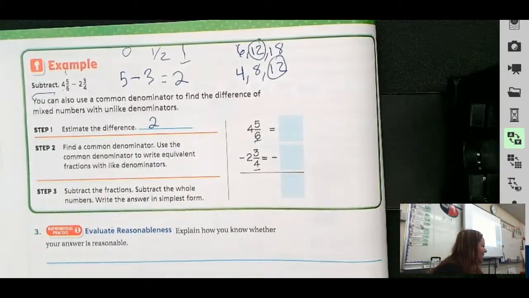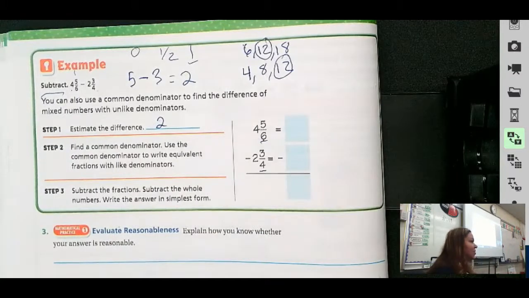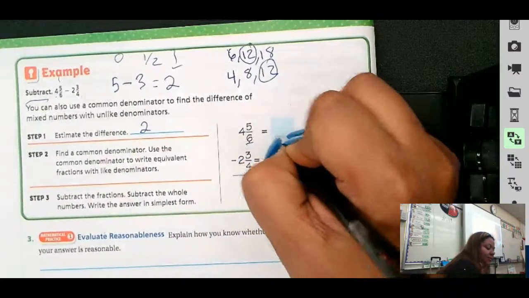What? You want to play bingo? I have division bingo. Oh, yeah. Maybe another day.